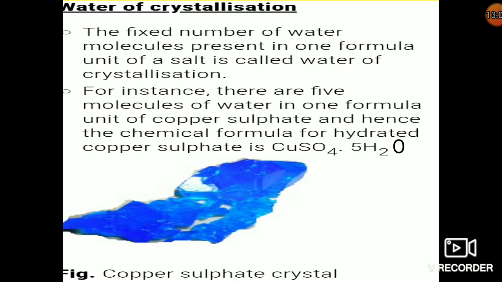Now this is a topic, water of crystallization. We have to understand what water of crystallization is. In the previous formula of washing soda, we have seen that 10 water molecules are present in the formula. So the number of water molecules present in the formula unit of any compound is called water of crystallization. The definition goes as, the fixed number of water molecules present in one formula unit of a salt is called water of crystallization. Whatever number of water is present in the formula, that is the water of crystallization.